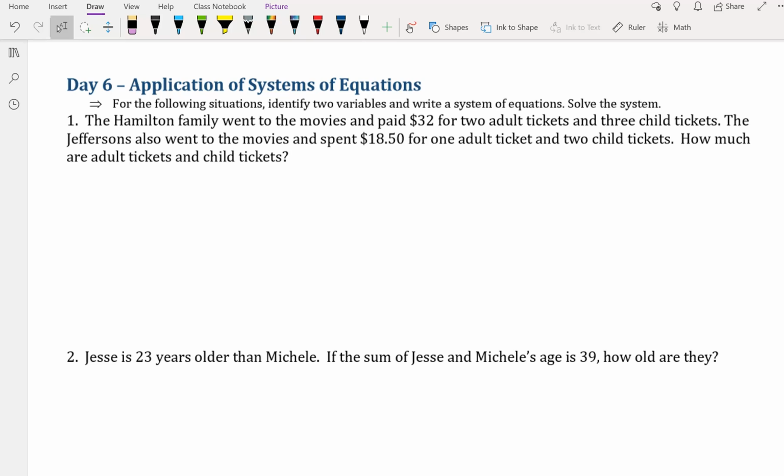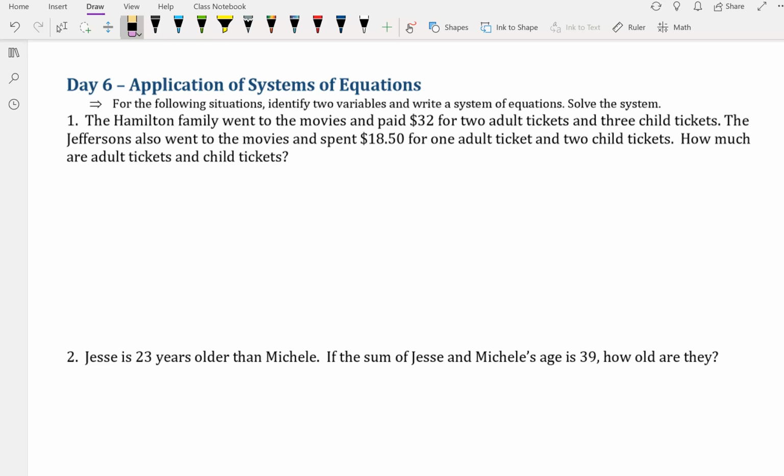So we're applying all of the solving of systems of equations to real world type situations. In the directions it says to identify the two variables, write the system of equations, and then solve the system. So we have to do three different things. I'm going to read each problem and highlight key information in each problem.